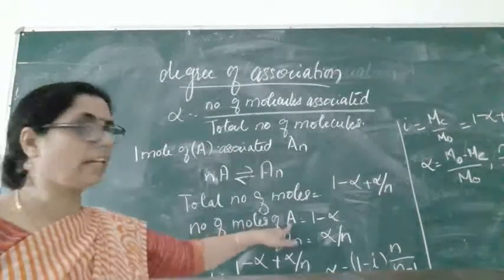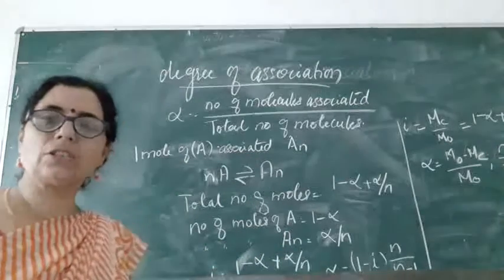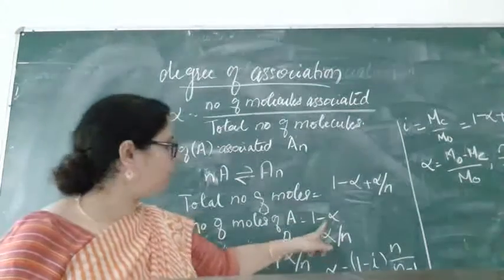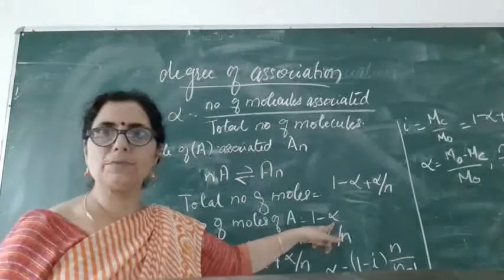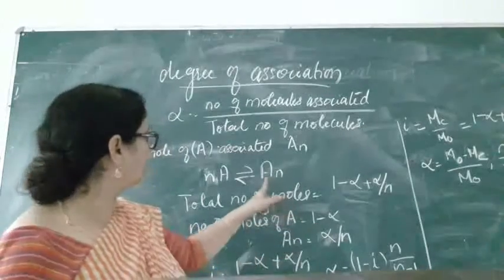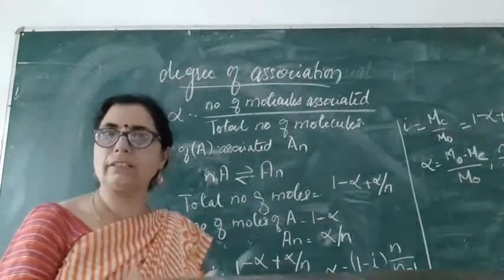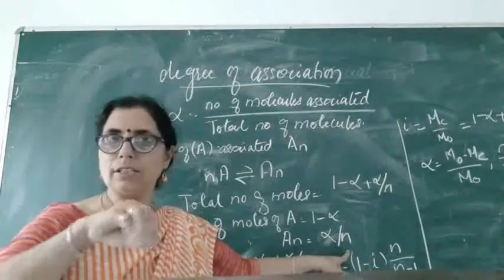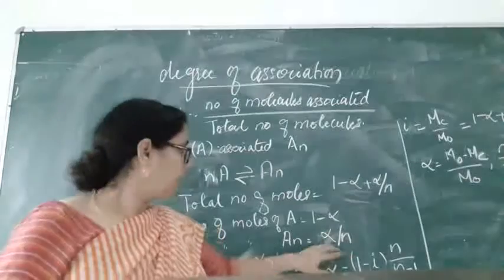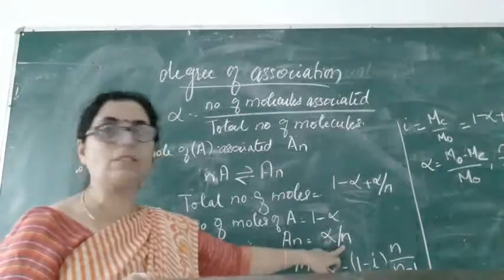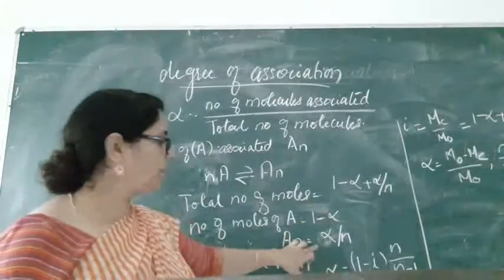Number of moles of A after association, when association is going on, will be 1 minus alpha, since alpha molecules have been associated. So how many A n? A n means the product formed after association. So A n will be alpha upon n, where alpha is the number of molecules associated, divided by the total number of molecules n. So these two values we are getting.